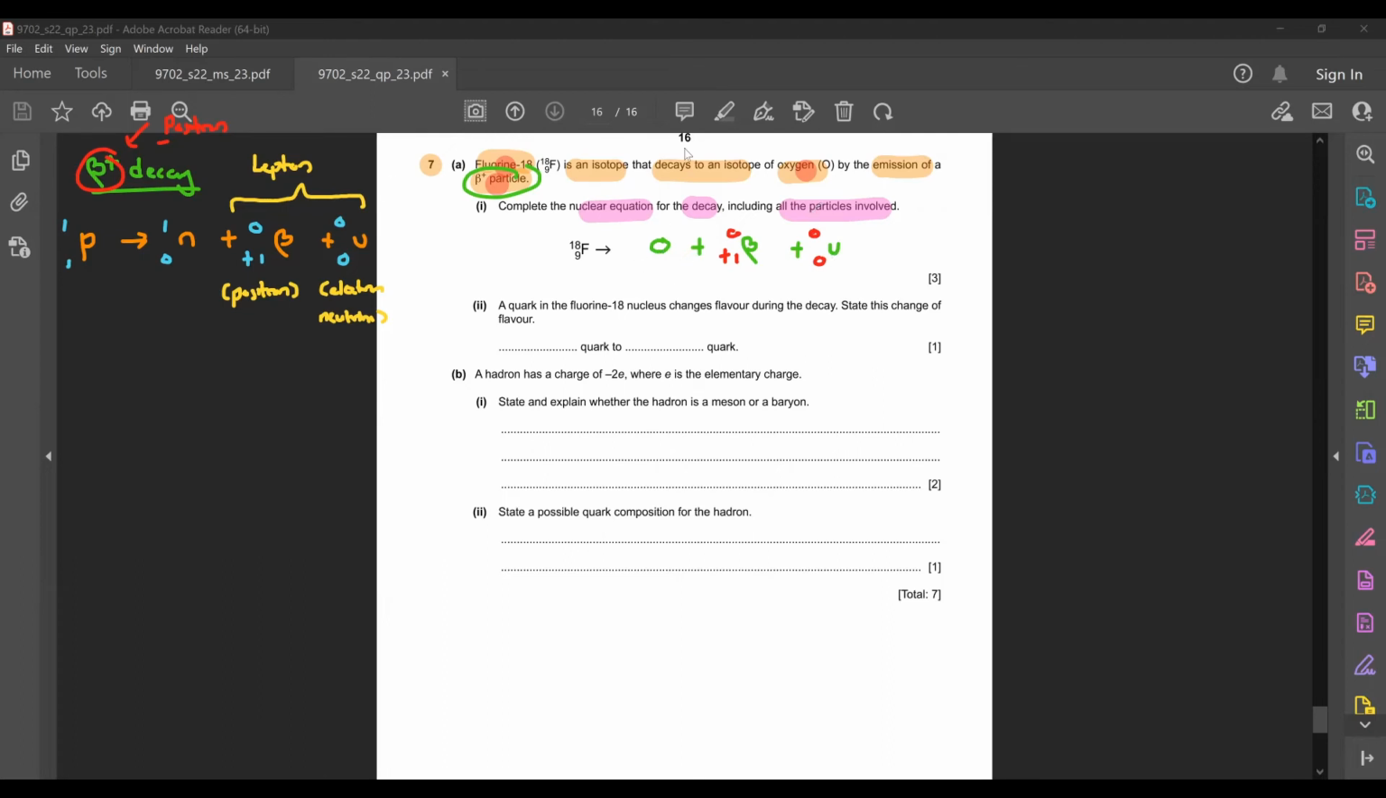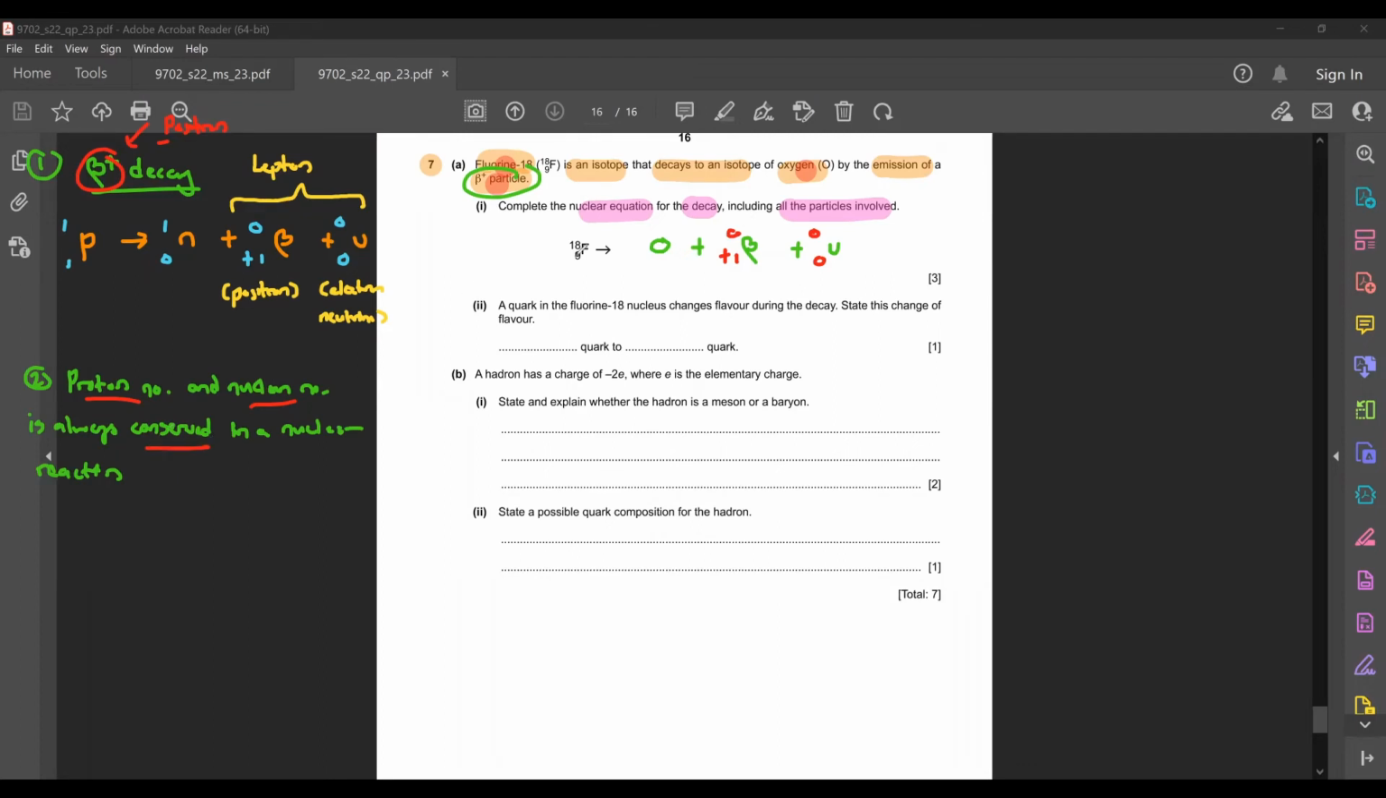Now, for your oxygen atom, there's one thing that you would have known before this. Proton number and neutron number is always conserved in a nuclear reaction. Okay, when it comes to your proton number and nucleon number, they will always be conserved. Let me just rewrite the wordings properly for you. It will always be conserved in a nuclear reaction.